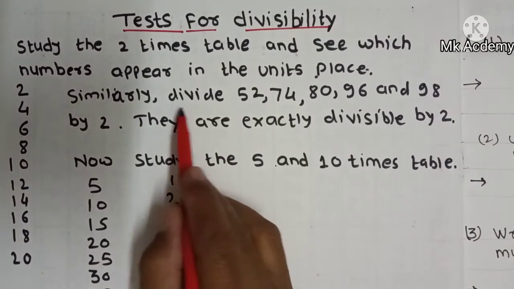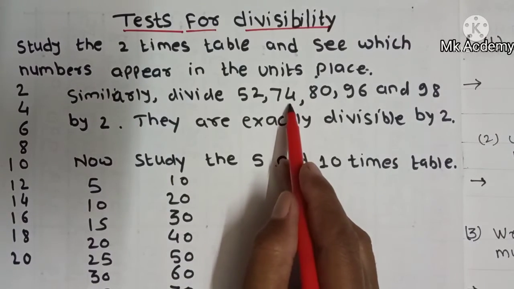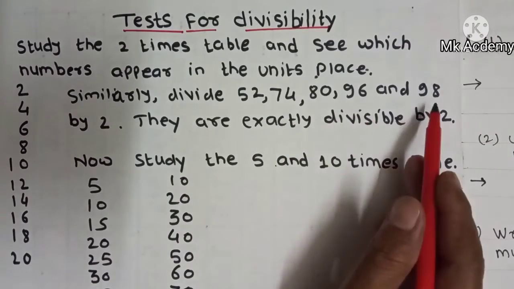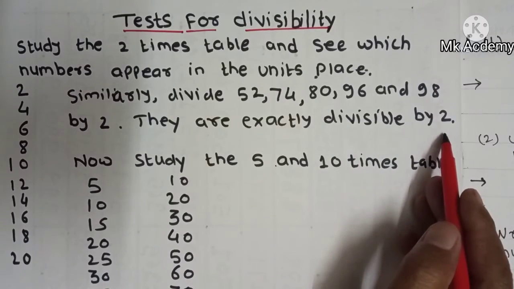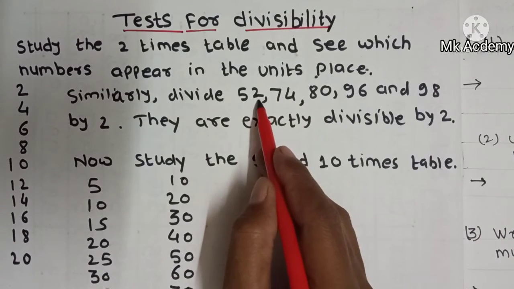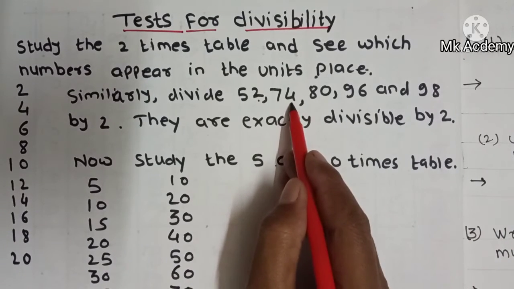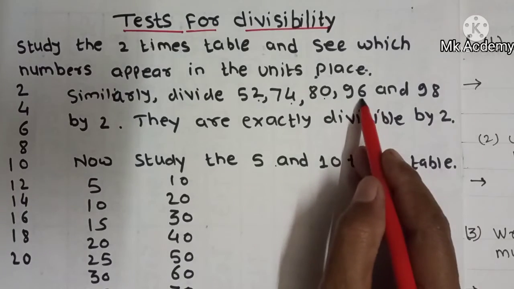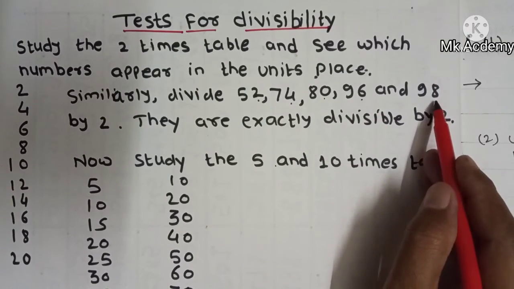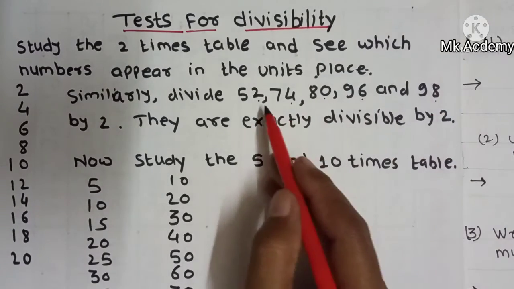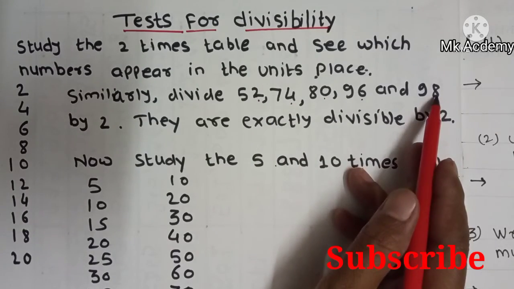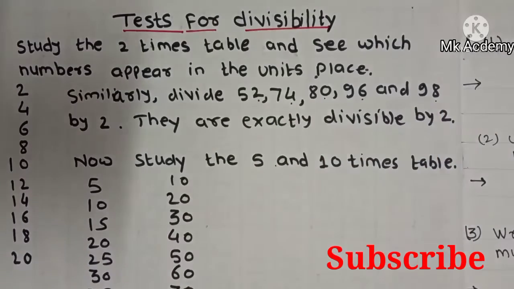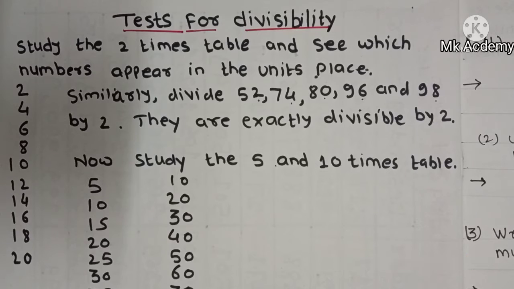Now similarly divide 52, 74, 80, 96, 98 by 2. They are exactly divisible by 2. See, the unit place of 52 is 2, of 74 is 4, of 80 is 0, of 96 is 6 and of 98 is 8. In all the numbers the unit place is 2, 4, 0, 6 or 8. Therefore these numbers are exactly divisible by 2.